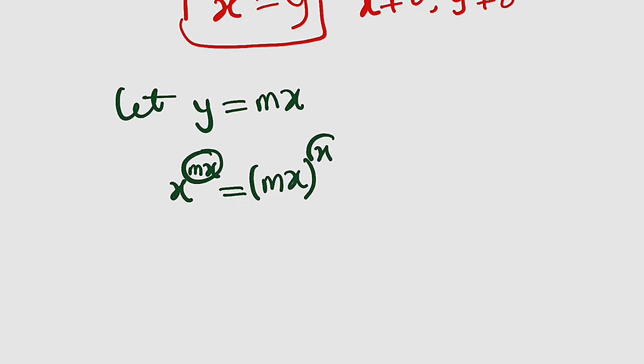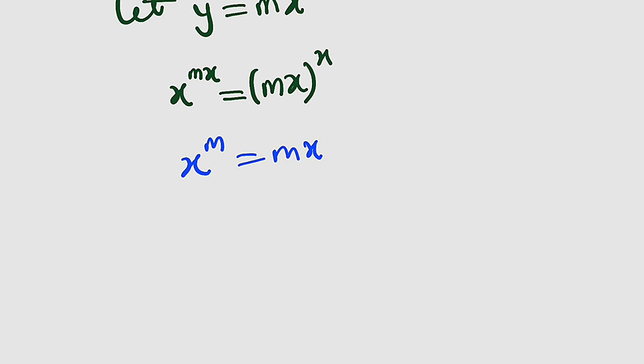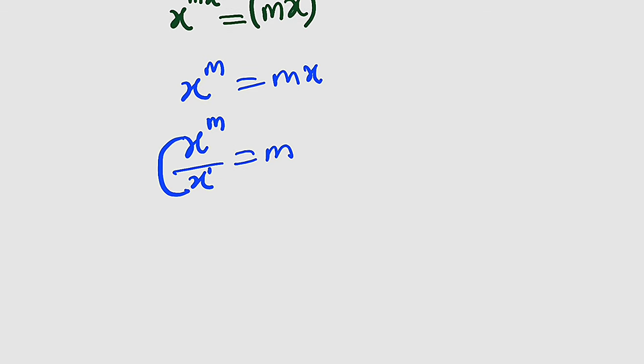Since both exponents contain x, we can cancel it out. So we have only x to the power of m equal to mx. Let us make x the subject. Let's divide both sides by x. So we have x to the power of m divided by x equal to m. Since this naturally has a power of 1, and we have common bases and we are dividing, we can take a base and subtract the exponents, right? This is equal to m.